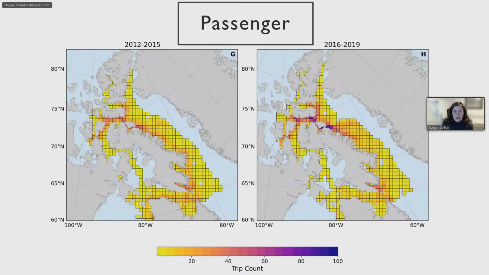And next, just looking at passenger vessels. We can see that the number of trips surrounding the entrance to the Northwest Passage has increased, and that shipping has also generally shifted northward. It's worth noting that passenger vessels typically have little to no ice strengthening. So this movement northward and into the Northwest Passage has the potential to pose problems not only for icebergs, but for sea ice navigation as well.